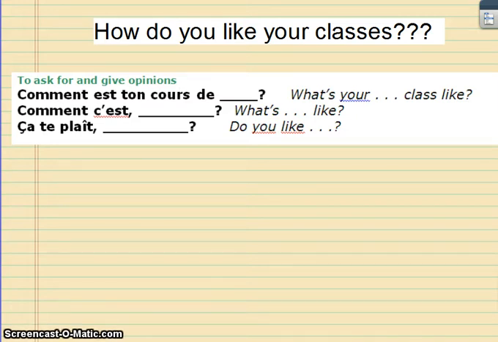Comment c'est is just how is it, as in what is it like. So comment c'est les mathématiques, what's math class like. And then finally, ça te plaît is literally does it please you, which is a weird way of the French saying basically do you like it. So ça te plaît les mathématiques, do you like math class? And again, these are just 3 different ways of kind of getting the conversation rolling on somebody's opinion of a certain class.